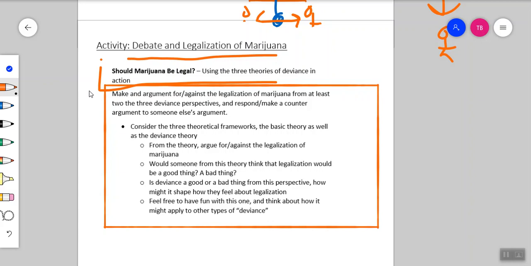So consider these three theoretical frames we talked about, not only their basic theory, the basic things we reviewed about functionalism, conflict theory, and the interactionist perspective, but also what each of them thinks about deviance. From a theoretical perspective, argue for or against, not necessarily your own perspective, but what you think a person from that theoretical perspective would say. Would someone from functionalism, conflict theory, or interactionism think that legalization is good? Would they think it's bad? From that perspective, is deviance a good thing or a bad thing? How might this shape how they feel about legalization? Feel free to have fun with this one, thinking about what your opponent might say and how you can make the best argument for why something should be made legal or maintained as illegal.